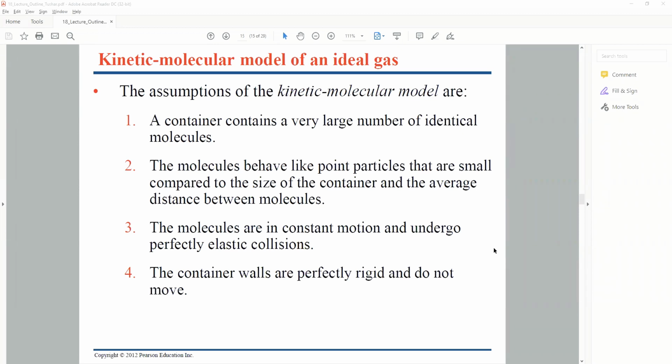So the last topic will be the kinetic molecular model of an ideal gas. As you can see on the screen, you have four assumptions for this kinetic model. First, a container contains a very large number of identical molecules. Next, the molecules behave like point particles that are small compared to the size of the container and the average distance between molecules. Third, the molecules are in constant motion and undergo perfectly elastic collisions. And lastly, the container walls are perfectly rigid and do not move.